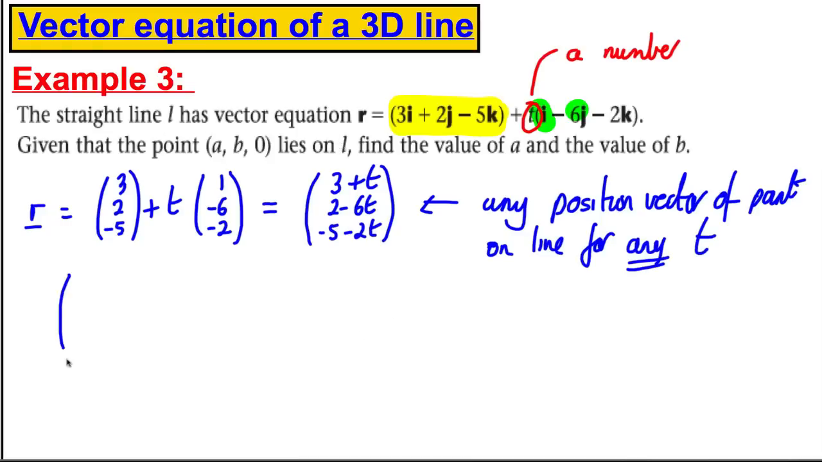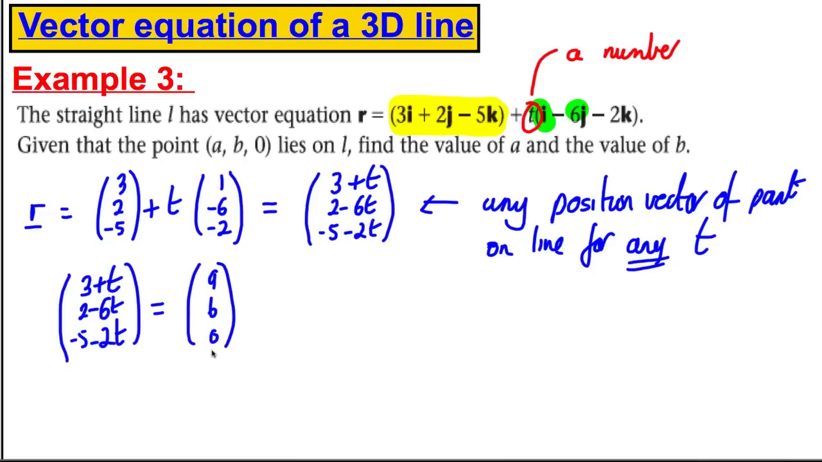Now, I'm told that (A, B, 0) lies on the line. So what I could do is say that (3 plus t, 2 subtract 6t, and negative 5 subtract 2t) must be equal to (A, B, 0), because that point is definitely on the line. Now, if I could find a t that makes that work, then this point is on the line, and I could find A and B.